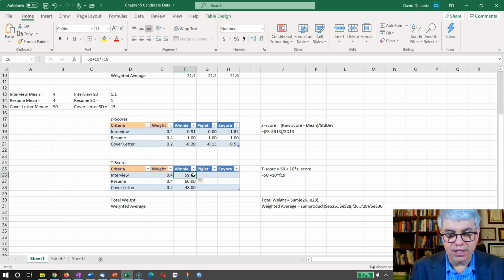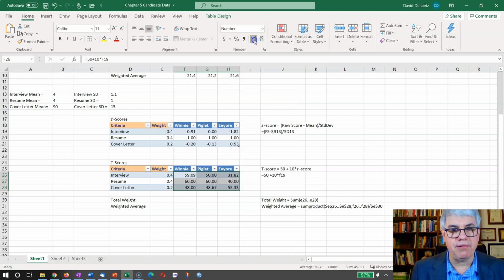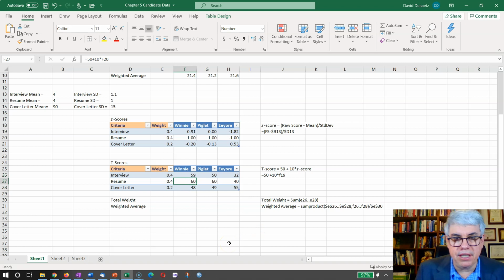Now we can do the same trick that we did before and bring everybody's over here. And now we've got t-scores for everybody. Let's get rid of the decimals. I'm going to click this one that gets rid of the decimals. So here we've got the t-scores for everybody. So remember, 50 is average, and we see that Winnie did above average, and a little below average. Piglet, average, above average, a little below average. And then Eeyore, way below average, just a little bit above average.